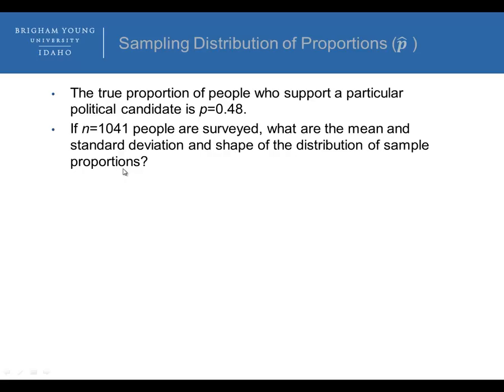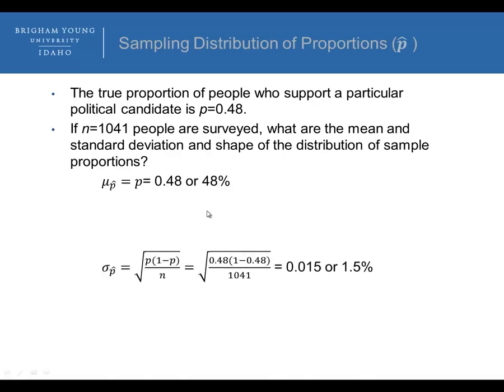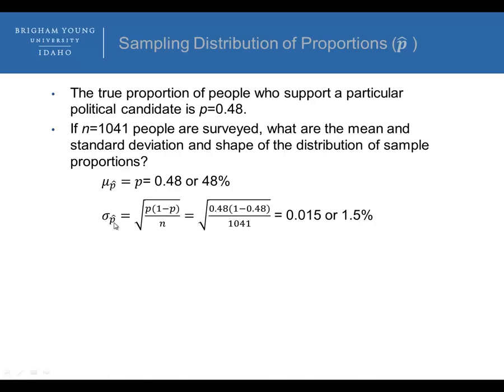Okay? So p, or the mean of the distribution of p hat, is equal to our population proportion, which is 0.48. Our standard deviation of our sample proportions is the square root of p times 1 minus p over n. So that's 0.48 times 1 minus 0.48 divided by 1,041, and it's square rooted. So we get a standard deviation of 0.015 or 1.5%.